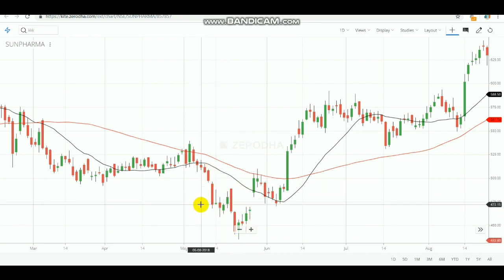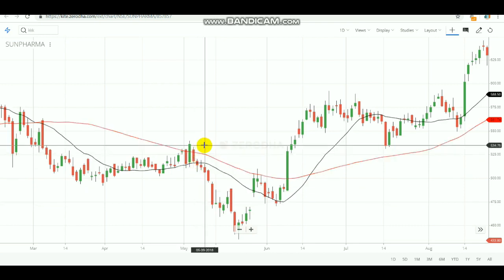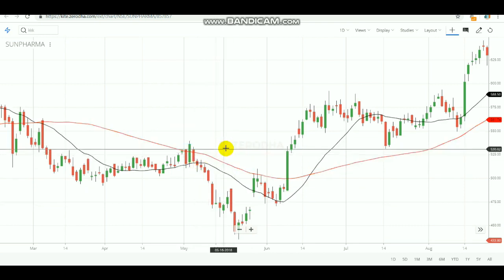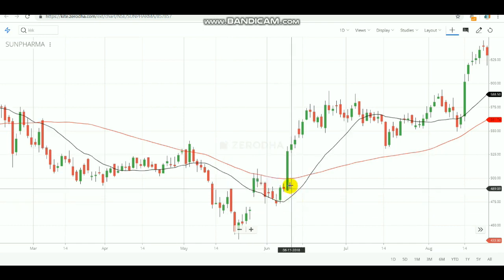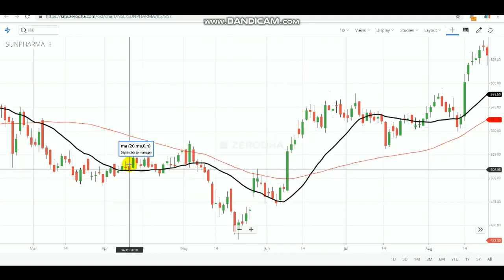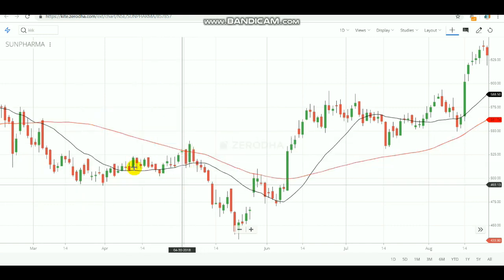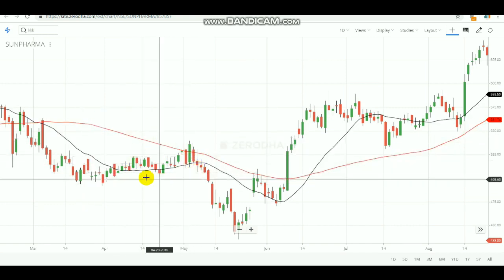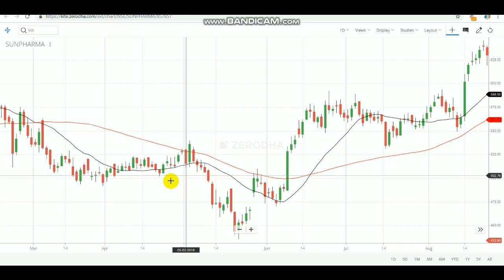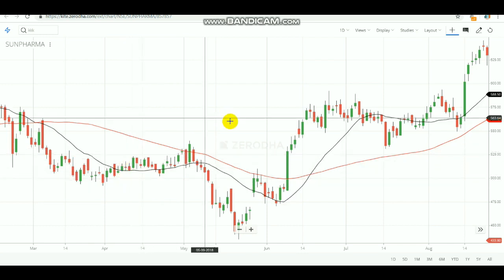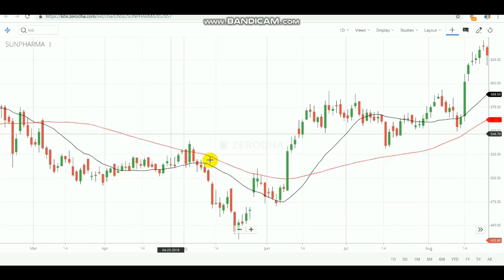At the same time, if it crossed over above these red levels means you can buy. Like here you can see it cross over and the candles are in uptrend only, so you have to buy at this point. And this will be acting like a sideways market. During this time Sun Pharma is only in a sideways. It has not formed a correct trend or anything like that.